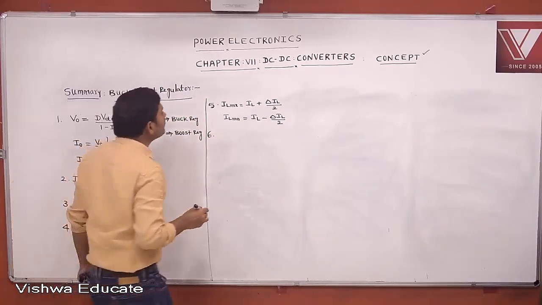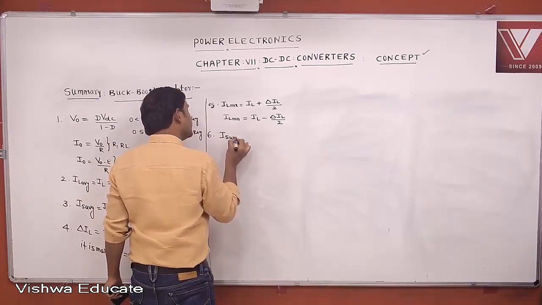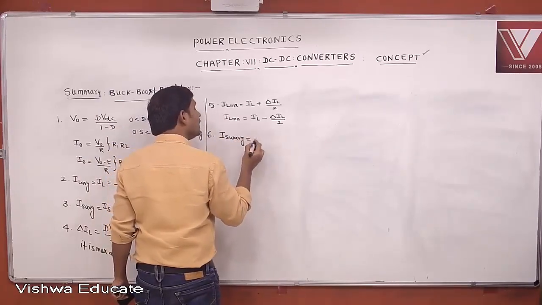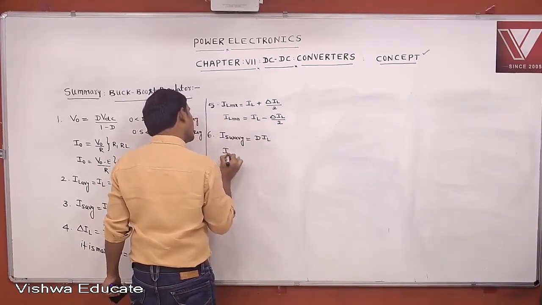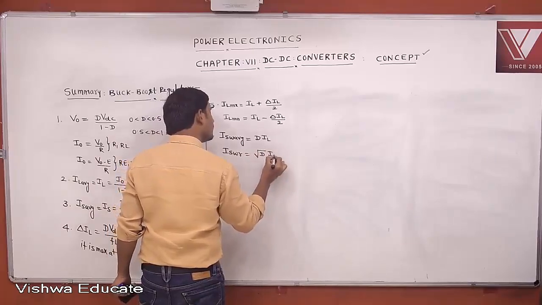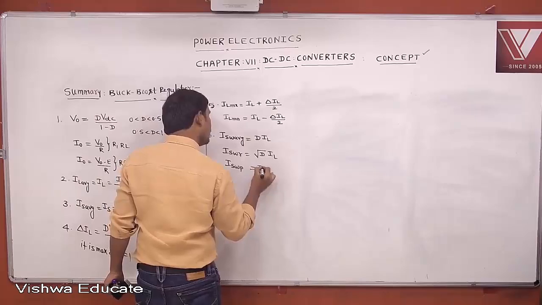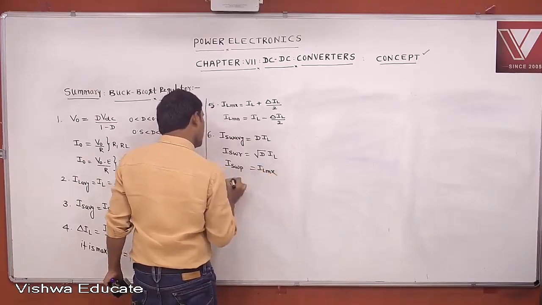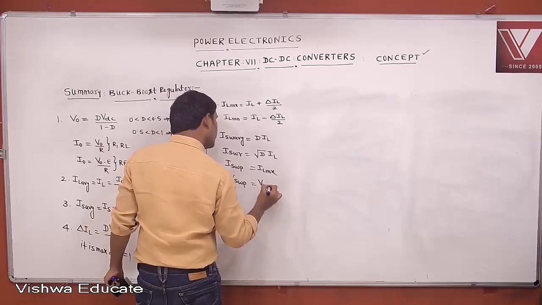you tell me, what is the average value of switch current? The average value of switch current equals D IL. What is the RMS value of switch current? Root D IL. What is the peak value of switch current? IL max. What is the peak value of switch voltage? VL plus VDC.